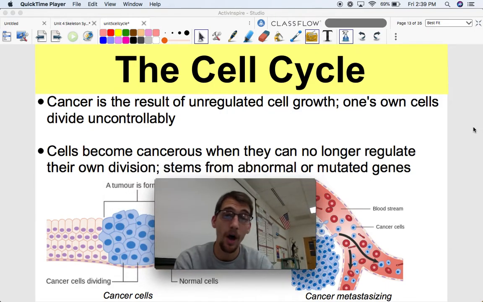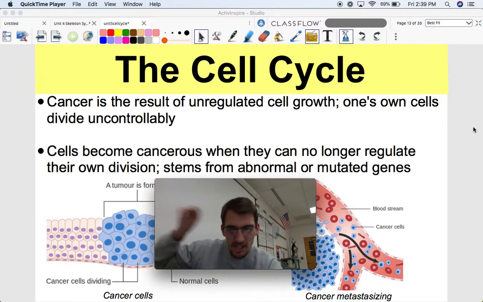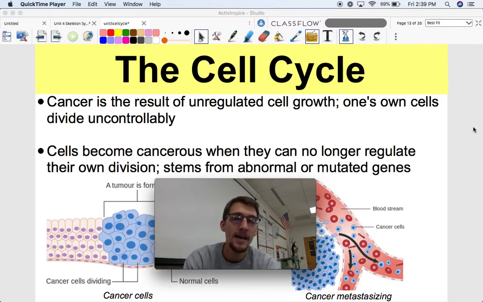Cancer is the result of unregulated cell growth. So when cells are going through the cell cycle, and they're just dividing and dividing nonstop, recklessly and very quickly, that's called cancer. That's when your own cells divide uncontrollably. They skip the checkpoints, and they just say, just divide, just go. There's no regulation, and there's no control when it comes to cell division here.